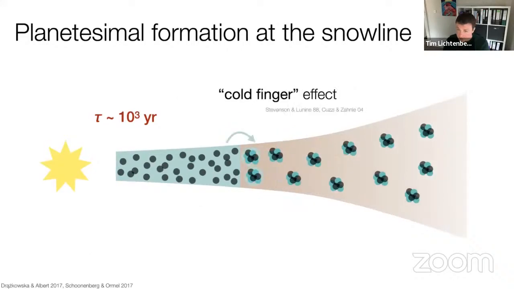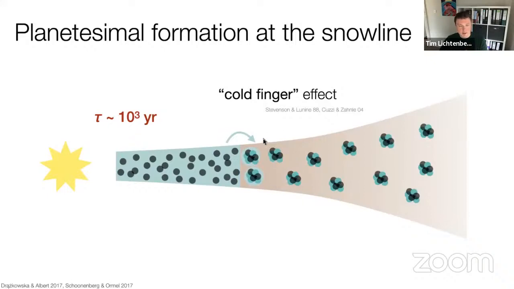Now, there's an additional effect, and this is important. The difference between these two effects is important for the structure, timing and chronology that I'll explain in a few slides. This additional effect, the cold finger effect, works a bit differently at the location of the snow line. It works by water vapor diffusion from the inside of the snow line to the outside and recondensation onto icy grains just beyond the snow line. This locally enhances the solid surface density of dust grains and triggers the streaming instability.